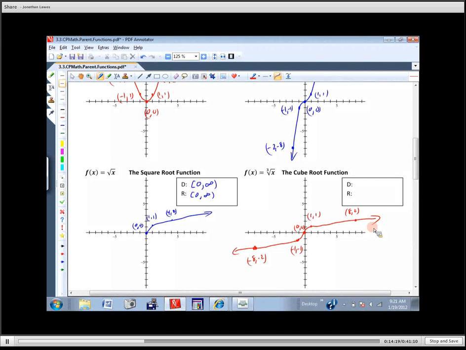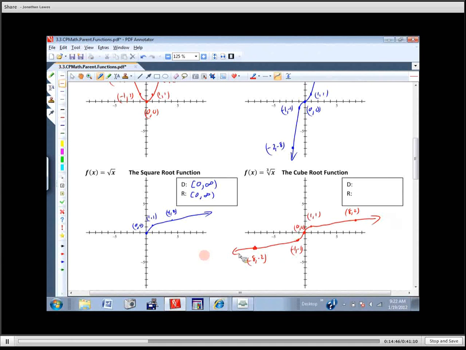Does that mean that it continually goes out on the y-axis as well? It does. Yep, it continues to go up. It doesn't go up very fast, though. Okay, think about this. In order to get up to 3, how far do you have to go out on the x-axis? 27. In order to get up to 4, you've got to go out to 64. So it doesn't grow very quickly, but it does continue to go up, and it does continue to go down.